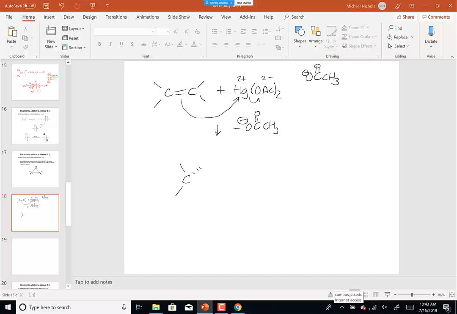And that mercury is large enough to actually sit over both carbons. So this overall has a positive one charge, but the mercury is big enough to sit over both carbons. So what did I just make? I just made a triangular intermediate. Now the mercury acetate is replacing the Br plus. Right? And both of these carbons now are delta positively charged.